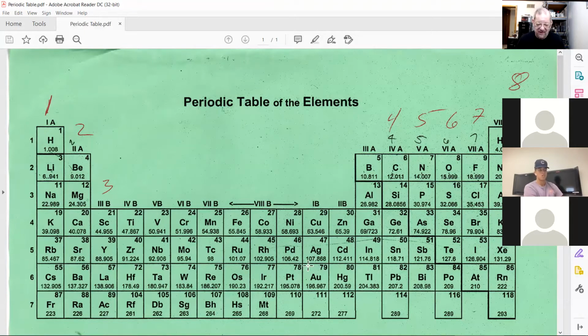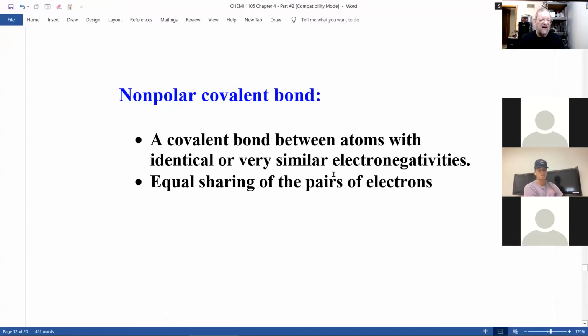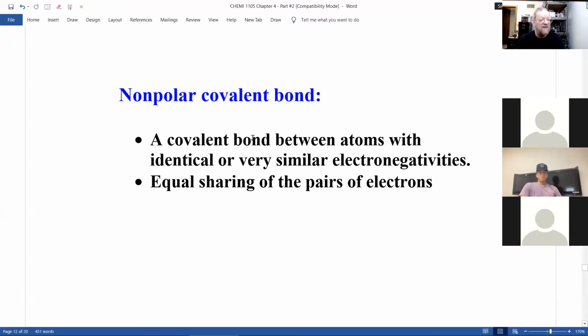And what does that mean? You have a whole bunch of different types of bonding. Nonpolar is when you have a chemical covalent bond between atoms with identical or very similar electronegativities. It's truly equal sharing of pairs of electrons.